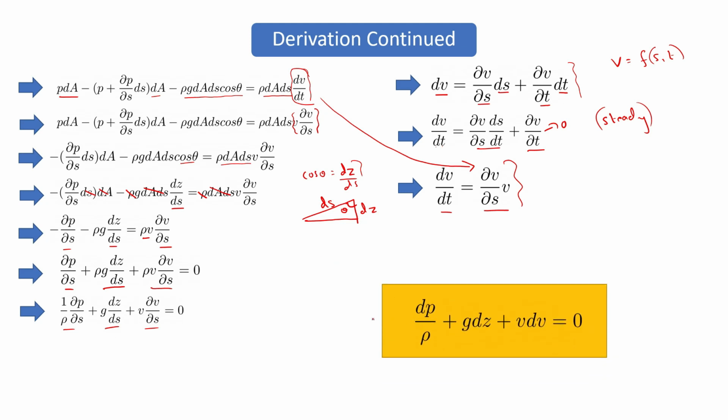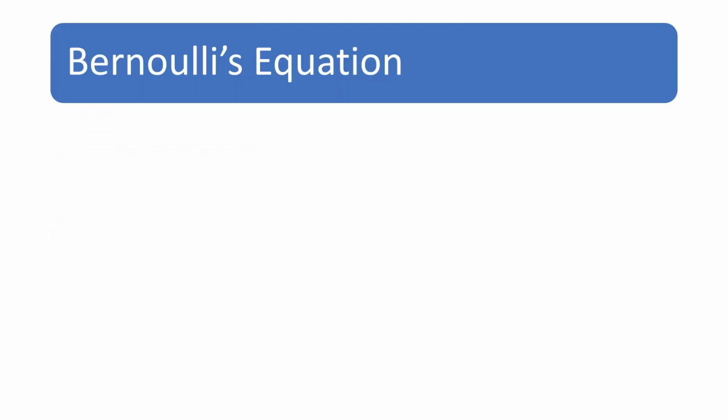And this can be written as dP/ρ plus g dz plus V dV is equal to 0. Also, this is for a particular streamline. So generally we can write this as dp/ρ plus g dz plus V dV is equal to 0. This is the Euler's equation of motion. So we have derived the Euler's equation of motion.